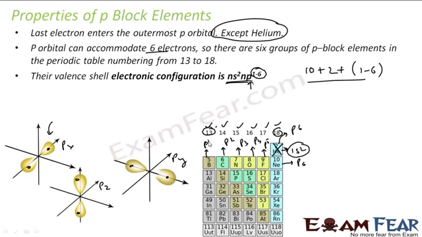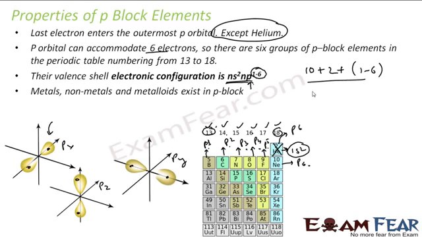For example, only 1 electron in the p orbital: 12 plus 1, group 13. Only 2 electrons in the p orbital: 12 plus 2, 14. 3 electrons in the p orbital: 12 plus 3, 15 group. 4 electrons in the p orbital: 12 plus 4, 16. 5 electrons in the p orbital, right? 12 plus 5, 17. 6 electrons in the p orbital: 12 plus 6, 18. Correct? There is a difference of 12 in this. Okay.